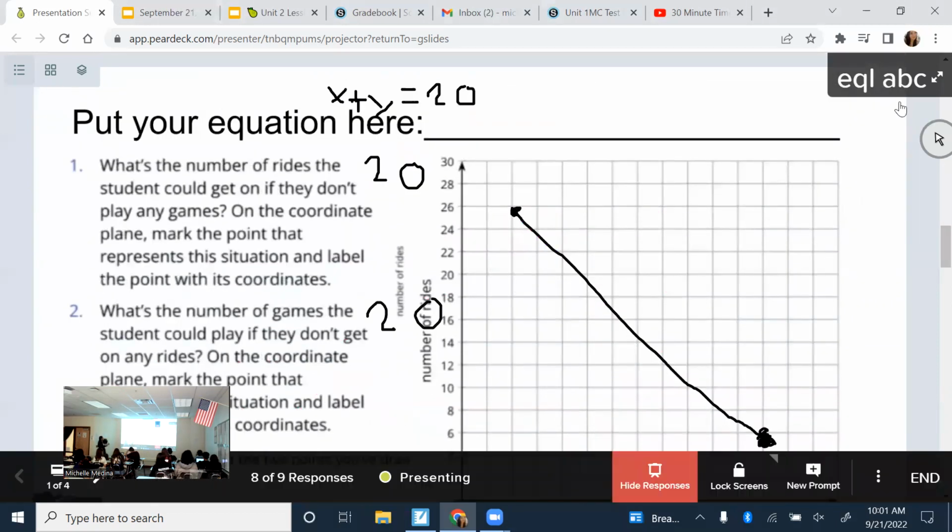For them, when I plug in 0 for the x, so that would be for the game, it would look something like this. 0 plus y equals 20, so what does y equal? Class, you can help even if you didn't have an equation. What should y equal when we plug in 0 into this equation?